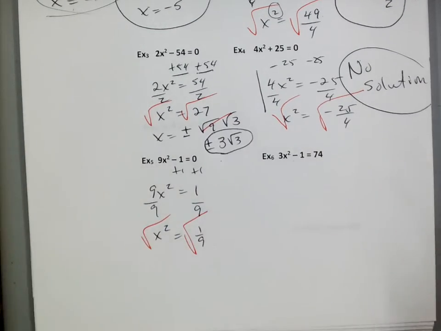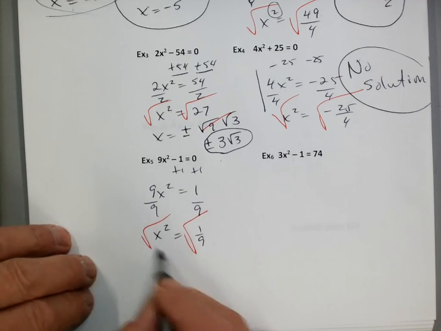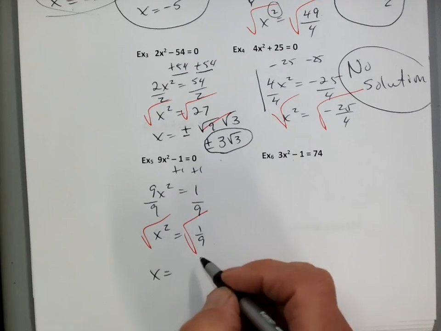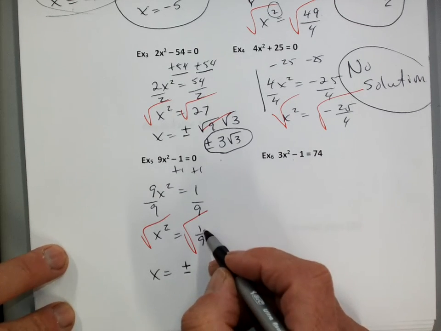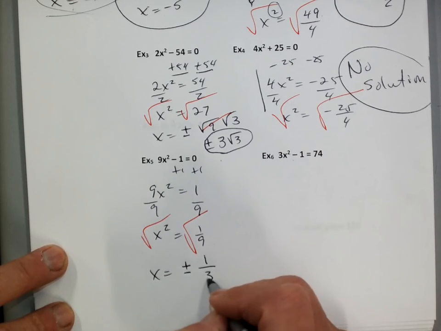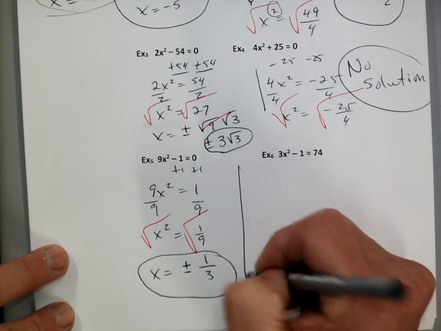Okay, because the square root cancels the square. I'm left with just plain old x, but there has to be 2 answers, so I'm going to go positive and a negative, 2 answers. Square root of 1, that's easy. That's 1. Square root of 9 is 3. There's my answer, plus or minus 1/3.